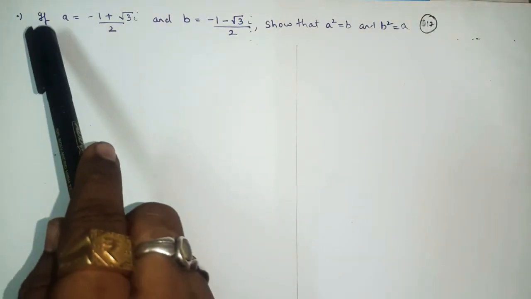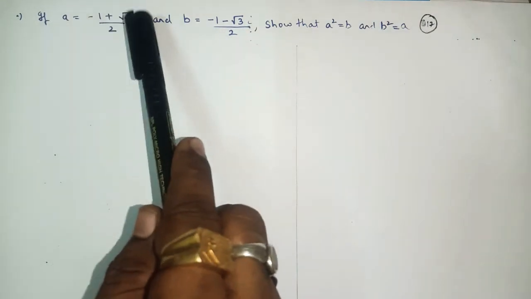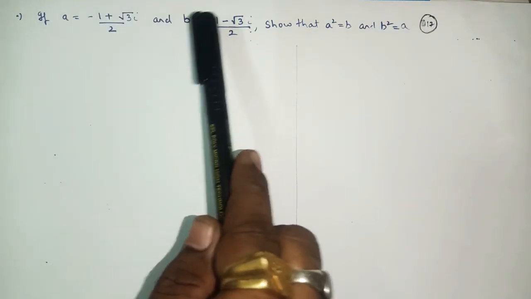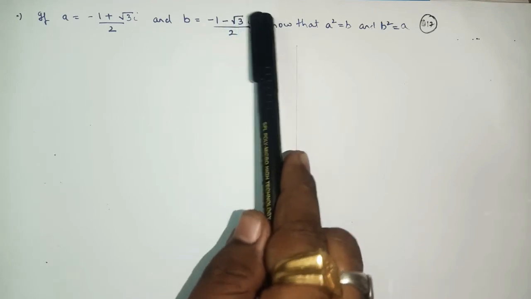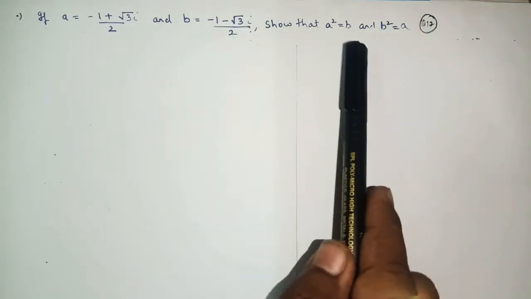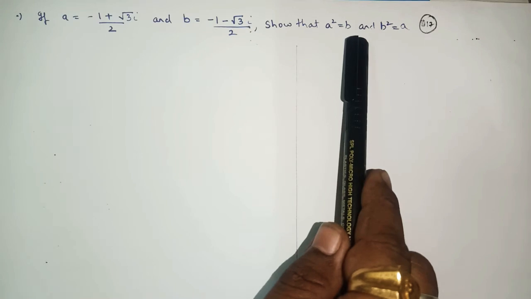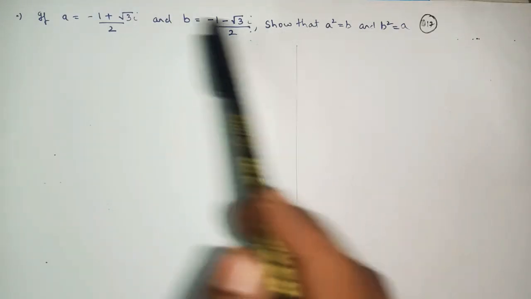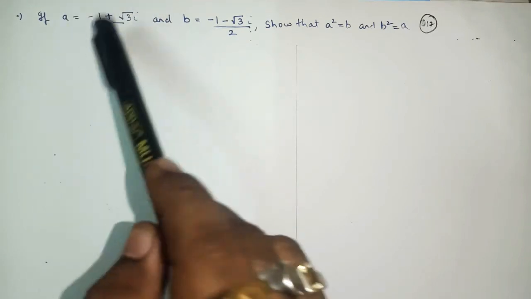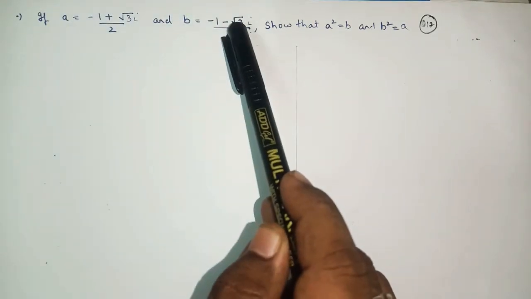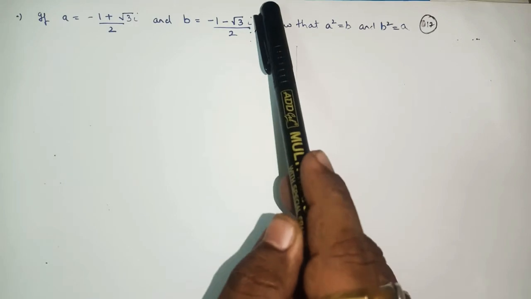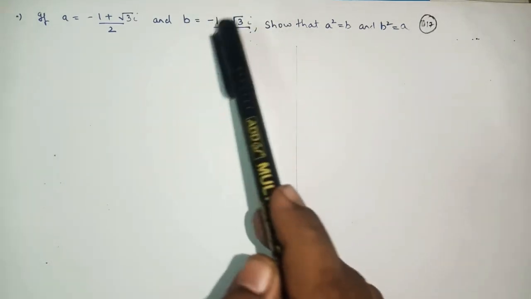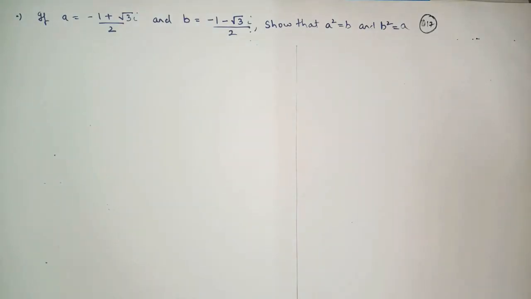Here we have, if a equals (-1 + √3 i)/2 and b equals (-1 - √3 i)/2, then you have to show that a square is equal to b and then b square equals a. In simple language, when you square this a part, you should get b, and in the second case it says that when you square this b part, you should get a. So let's see how to frame or show the answer.